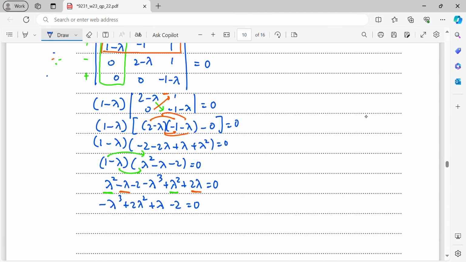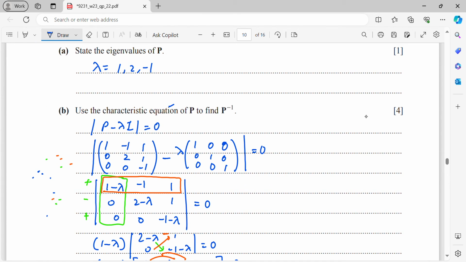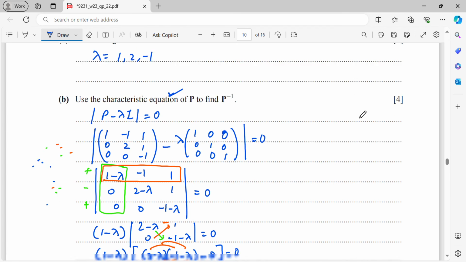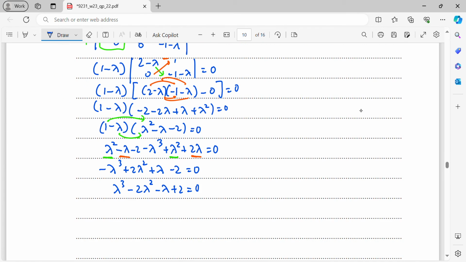Okay, then multiply the whole equation by minus 1. So you are getting lambda cubed minus 2 lambda squared minus lambda plus 2 equals 0. And now we are interested to use the characteristic equation of P to find P inverse. So what you do is you change your lambda into P.